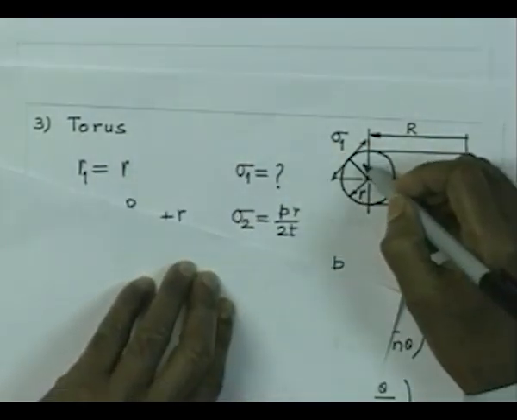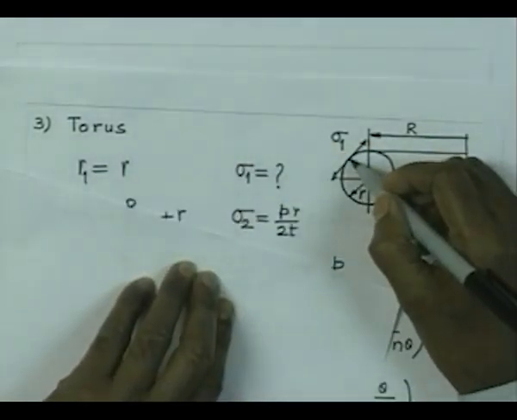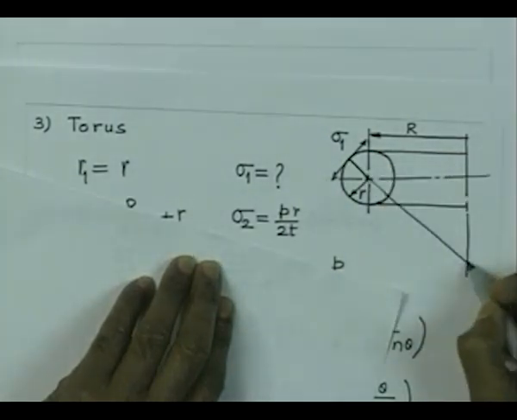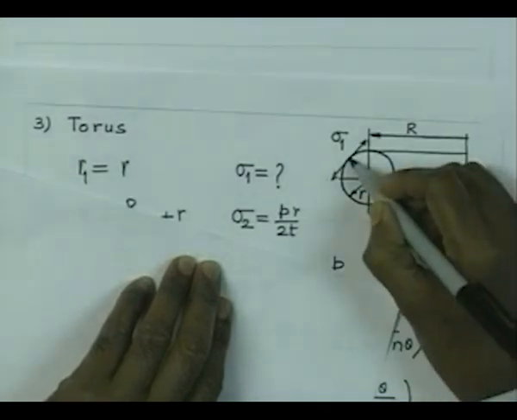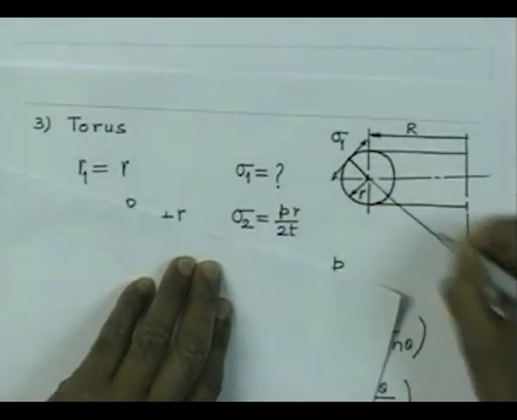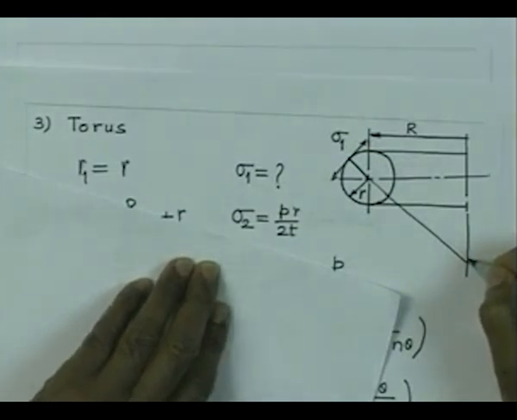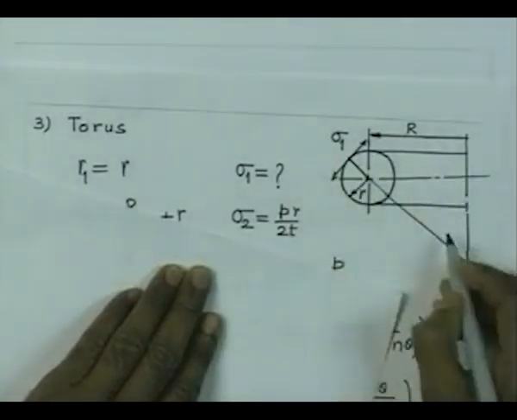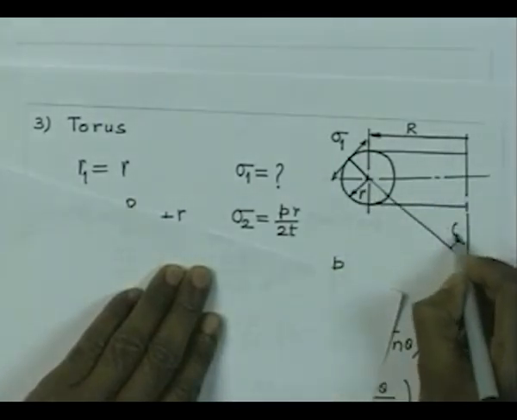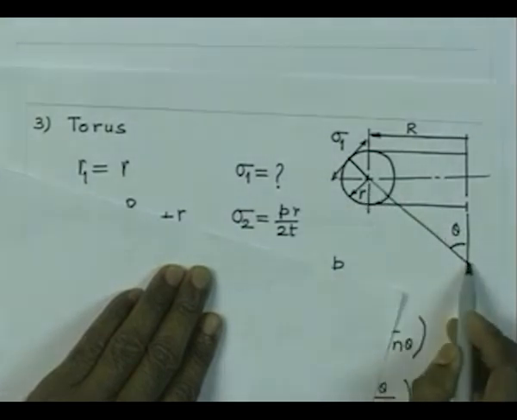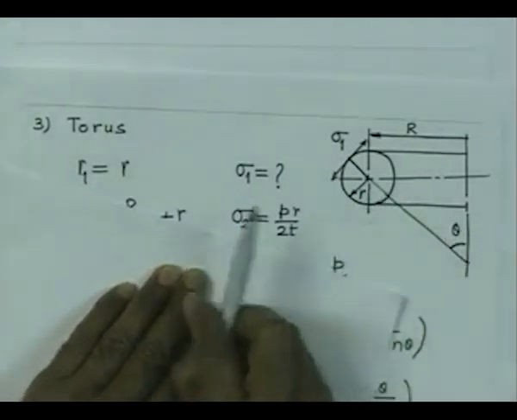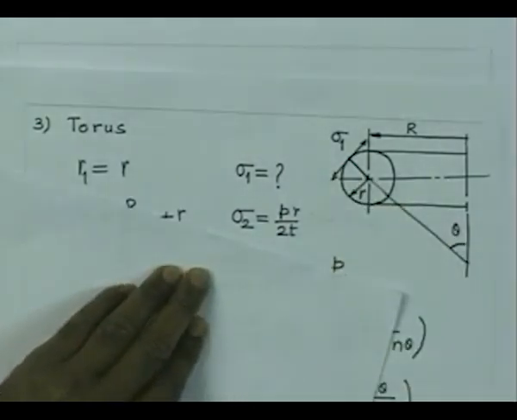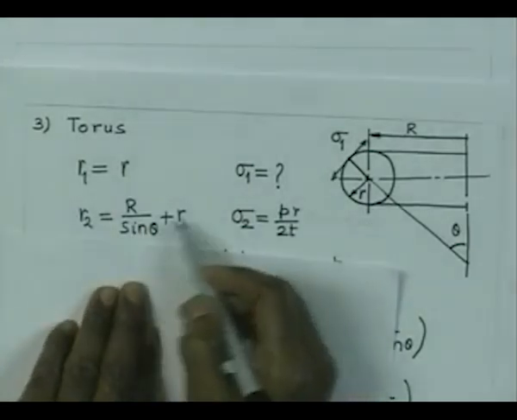And what about the radius of curvature of the vessel in the sigma 2 direction? That is nothing but this radius of curvature, this is the center of curvature for this point. If we now consider that radius for the axial direction, this distance is r, this angle is equal to theta, and therefore, this is nothing but capital R by sin theta plus this small r. So, therefore, this radius for the direction r2 is nothing but R by sin theta plus r.